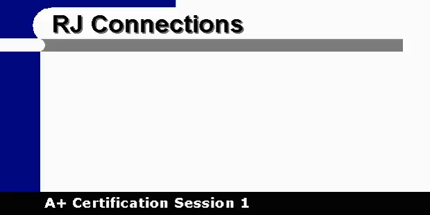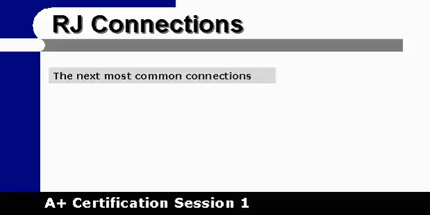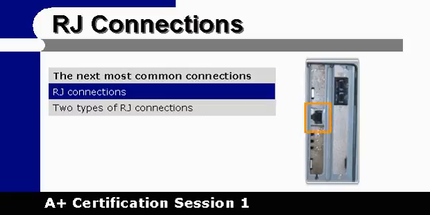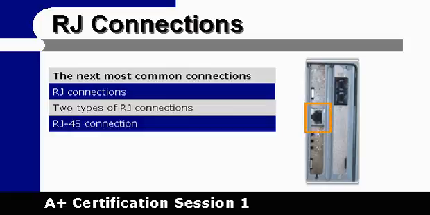All right, let's move on to the next most common connections. These are what I call RJ connections. What I want to do is look in the back of the machine. Now if you look here, we have two different types of RJ connections. On the left is a real big old connection. This is what's known as an RJ45 connection.